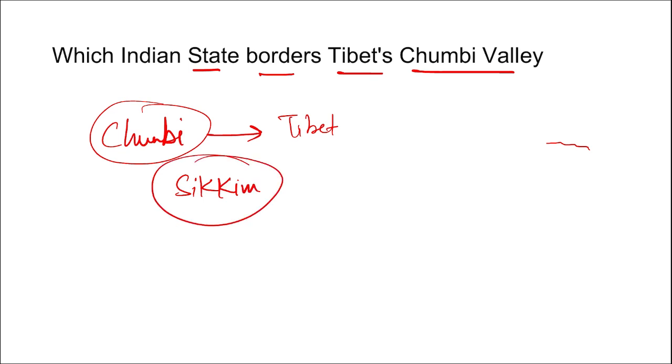It is near Nepal, China. Then here it is near India. Then in India, the nearest to this Tibet is your Sikkim. So the correct option becomes Sikkim.